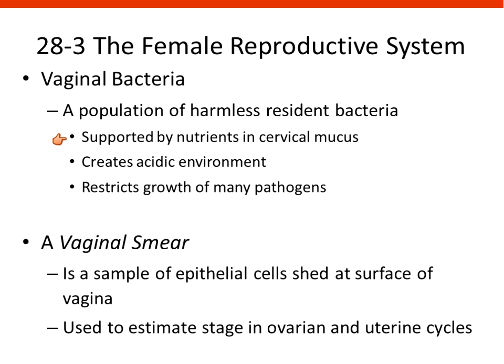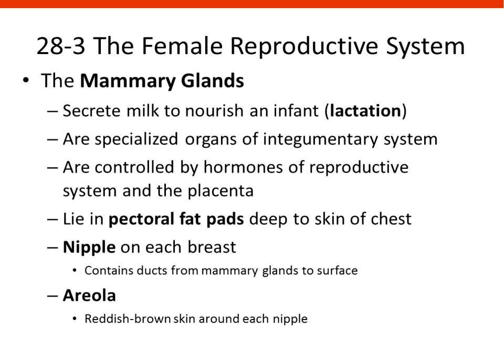A vaginal smear is done in a pap smear, or it can be done as a pap smear. It's a sample of the vaginal cells to see if there is any damage to those cells, and it can also tell you where you are in your ovarian or your uterine cycles, or both of them.